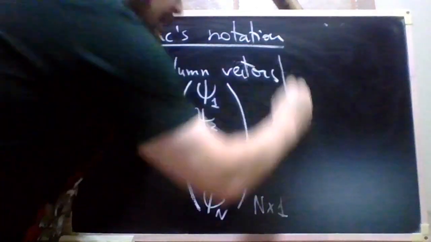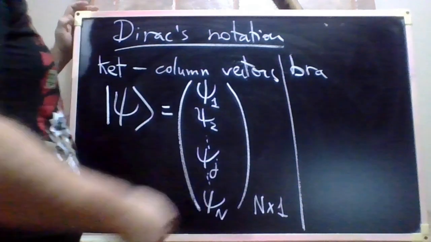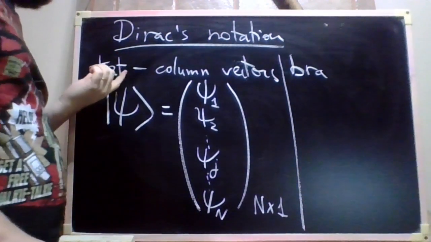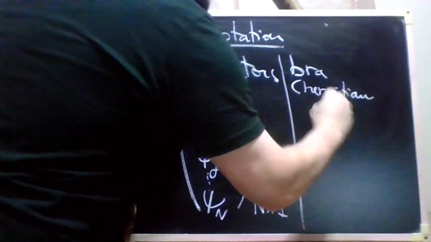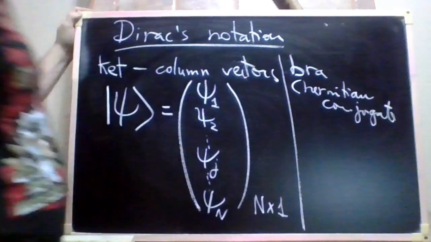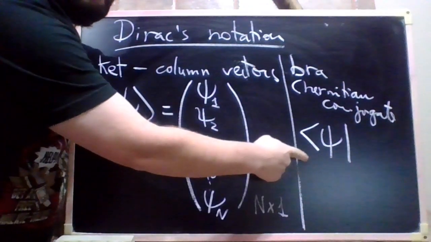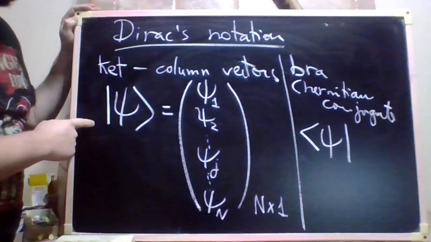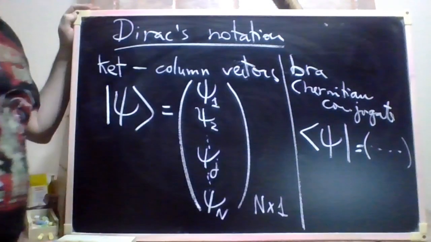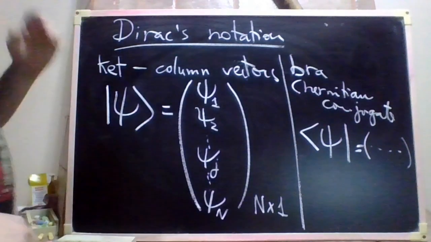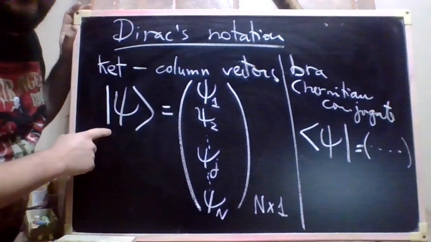Okay, and also there is a dual space which is called the bra space, or some kind of complex conjugate of this. In a sense, it is the Hermitian conjugate. Okay. It is denoted this way. So this is the notation for a bra. A bra vector, a row vector. It has one row by n columns. But let us see how we can obtain this object from this one.